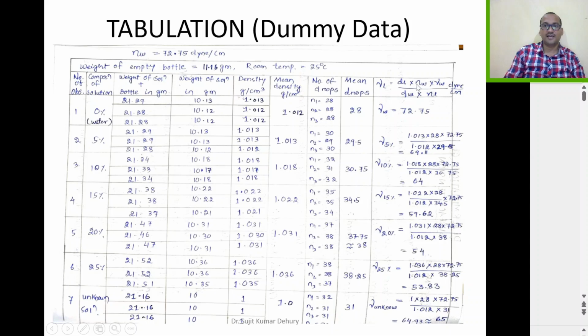By using this relationship you can find out the surface tension. It is found to be 72.75, and it is constant. Even if you don't need to calculate for water, it is constant. And for other solutions you can find it out similarly. Similarly, for the unknown solution also, the surface tension is calculated, and it is found to be 65.